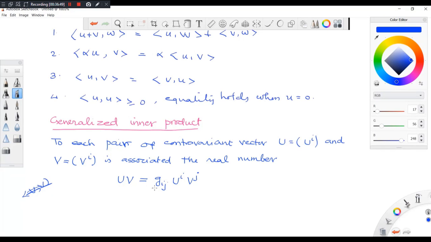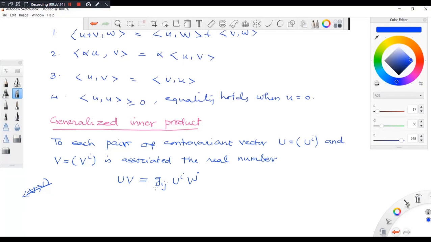Whenever you want to find out the length of a vector in Euclidean space, suppose you consider this as a vector, I can understand the length. But suppose your vector is lying in a curved space, then the curvature is also involved in that. So that is why I multiply with the gij ui vj. So what does this actually mean?